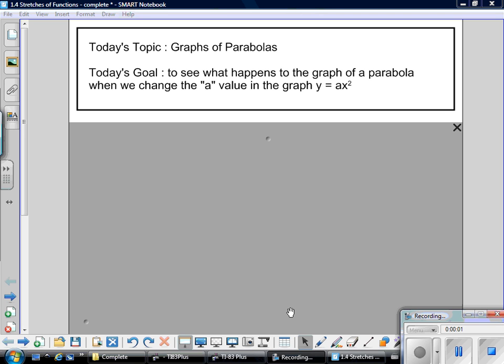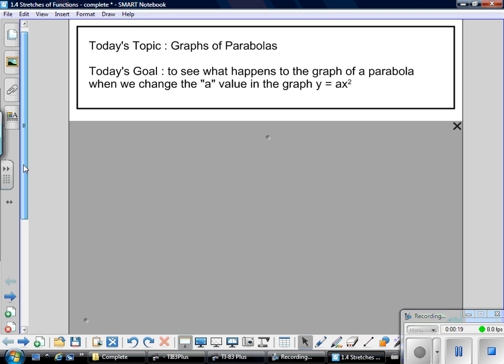Moving on to section 1.4 from your textbook. Okay, today our goal is to see what happens to a graph of a parabola when we change the a value in the graph y equals ax squared. So in other words, what happens when we change the number that's in front of the x squared.